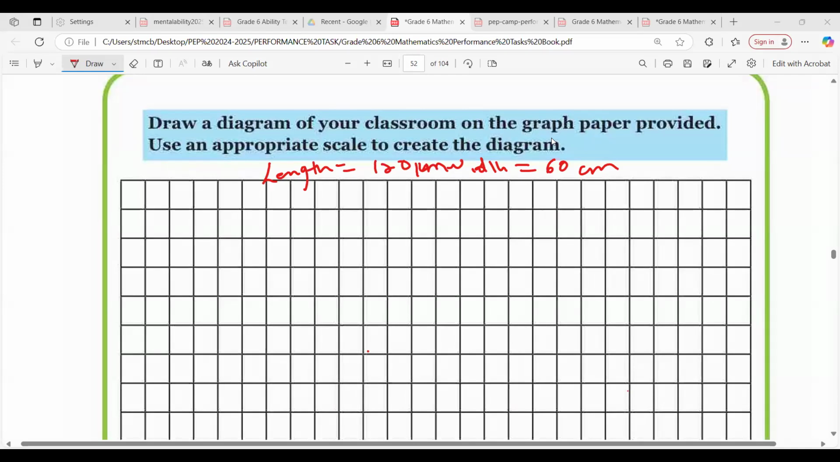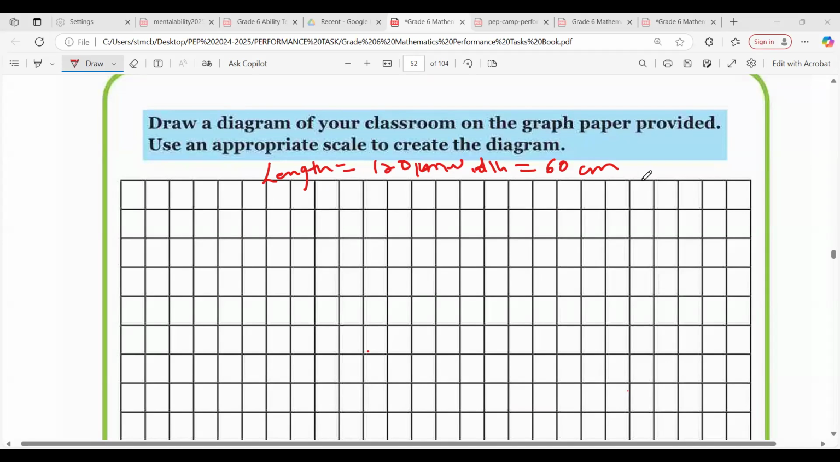For my diagram of the classroom, sir, I have my length as 90 centimeters. Oh, but you have to work with this one here. You have to work with the 120 and the 60 because for the project we're using this. So use the same method. How do you represent the 120 and the 60 using an appropriate scale? What would you do?